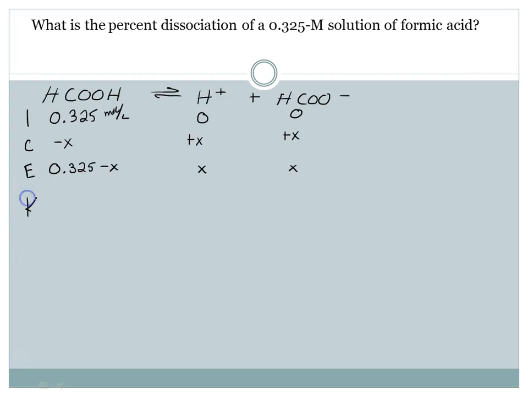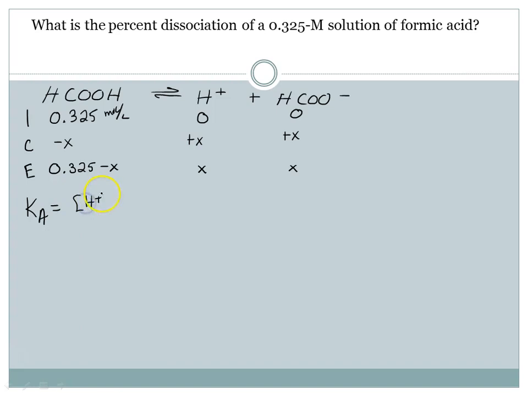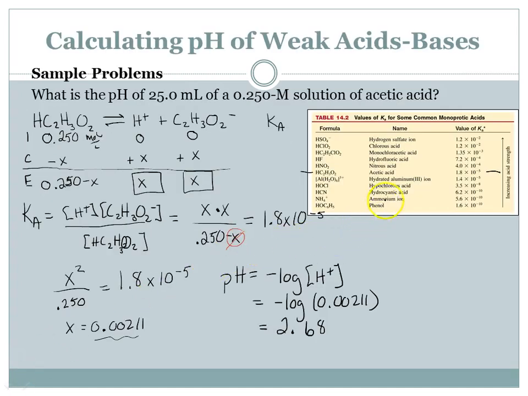From here, set up your Ka expression. A is for acids. So, whoops. There we go. So I got my Ka expression. I can tell from the table, the previous table over here.